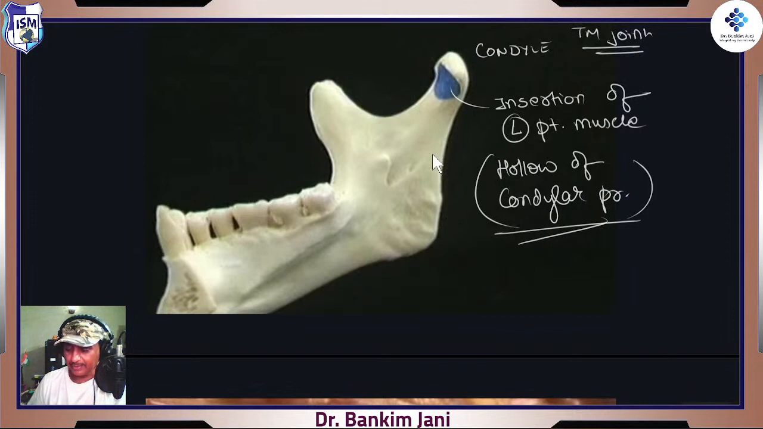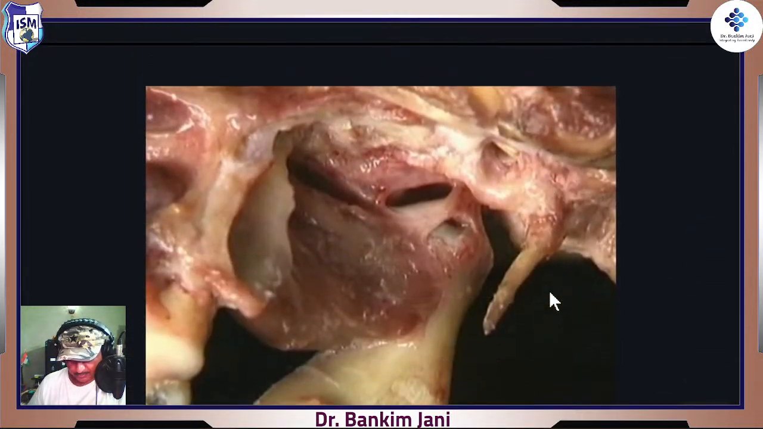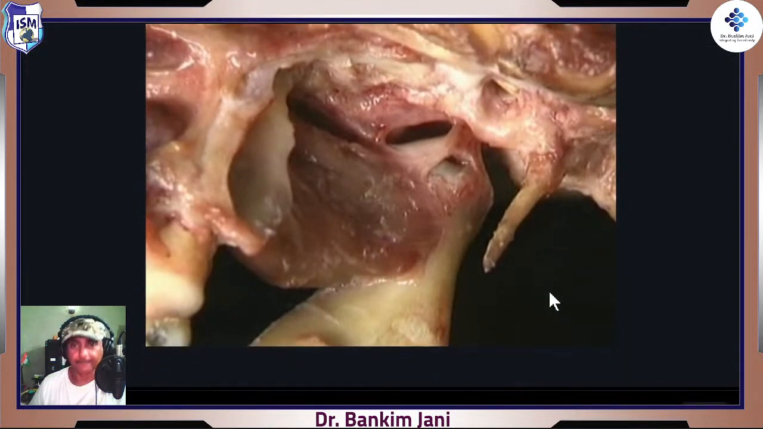Anyway, so that is the insertion of lateral pterygoid muscle. That's where, in the hollow of the condylar process. Fair enough? Okay. See this.